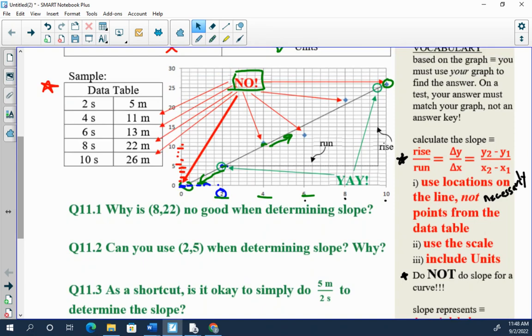822. Why is 822 no good when determining slope? So 822 is right here on the data table. When you're doing this one, can you use it? You might think, all right, 822, cool. But here's the real deal. Go to 8. Here's 8. Go to 22. Here's 22. See where those two meet. 822 meets right here at this data point.